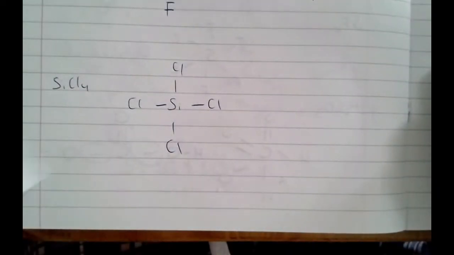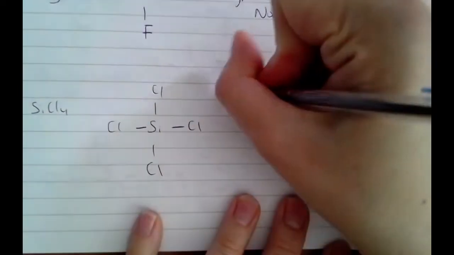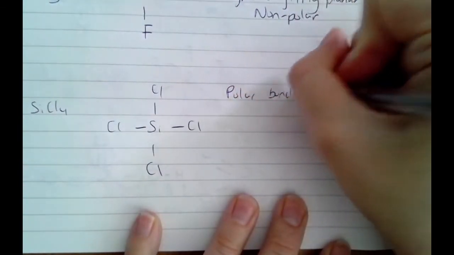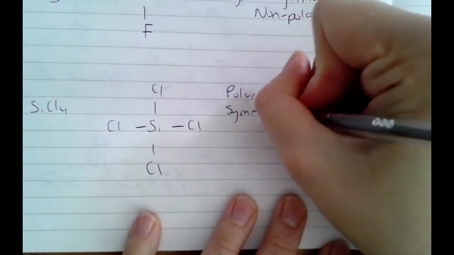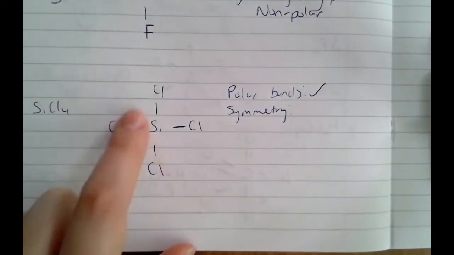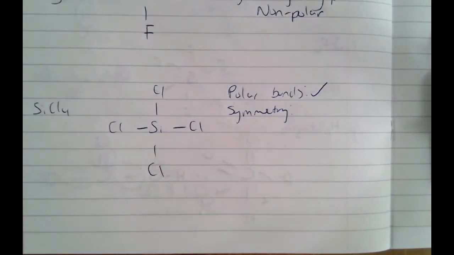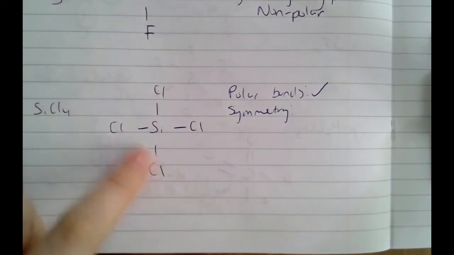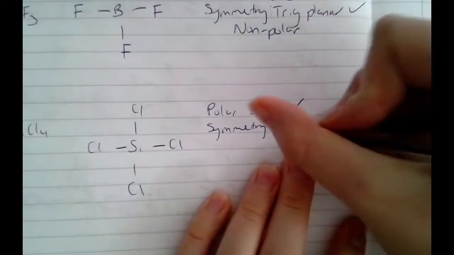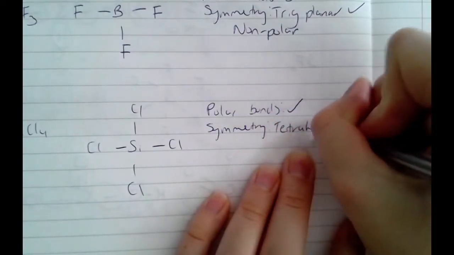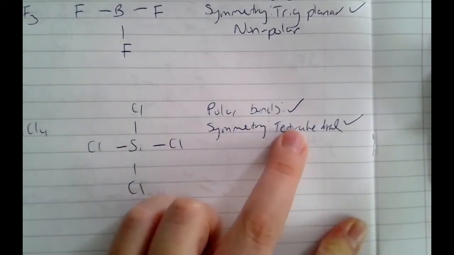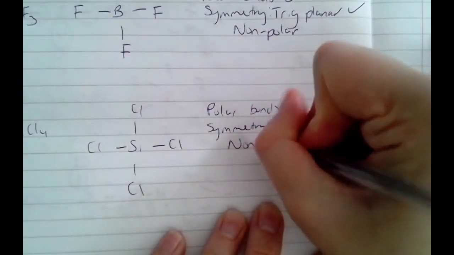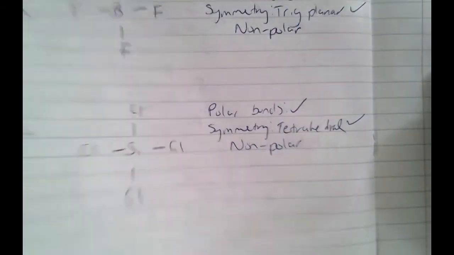Next one, SiCl4. Do I have polar bonds? Yes, I absolutely do. Chlorine is quite electronegative. I've got polar bonds. Do I have symmetry? I need to work out my shape. I've got 4 bond pairs surrounding silicon. I don't have any lone pairs. I know I've got no lone pairs because silicon's in group 4. It's only got 4 outer shell electrons and it's forming 4 bonds, so there's no electrons left over. 4 bond pairs, no lone pairs is tetrahedral. Is tetrahedral a symmetrical shape? It absolutely is. So yes, I've got polar bonds, but I've got symmetry. The dipoles cancel, non-polar overall.